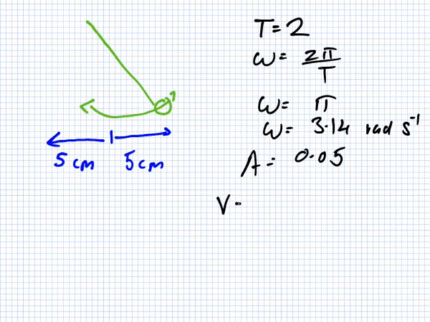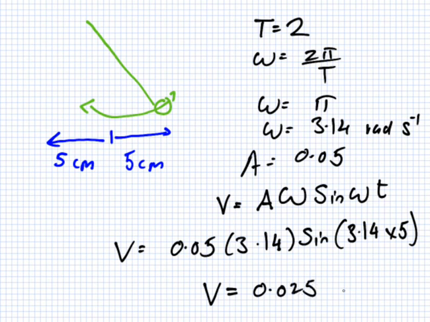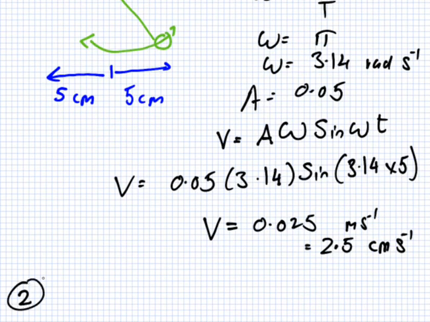And you also have the formula V equals A omega sine omega t. So after 5 seconds it would be 0.05 times 3.14 times sine of 3.14 multiplied by 5, in radians. So in radian mode, please, what do we get for the V? Please tell me. You have a calculator. Are you in radian mode? 0.025 meters per second, or if you want, 2.5 centimeters per second.